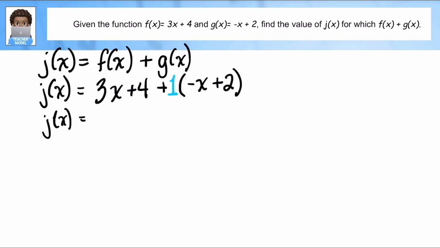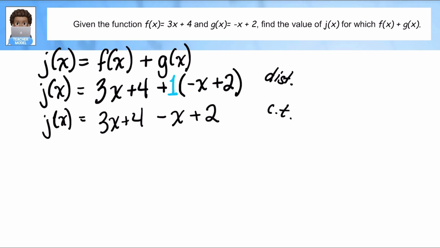Let's do the distribution. So when I distribute, negative x times 1 is going to be a negative x. And positive 1 times positive 2 is just positive 2. All right, and now I can write the rest. 3x plus 4 minus x plus 2. There we have it. Note, I distributed. Now I'm just going to combine terms.